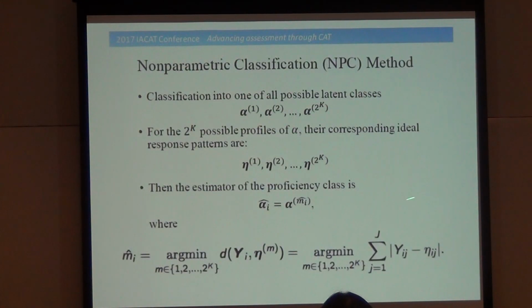So how do we estimate the attribute profile in a non-parametric manner? There are 2 to the power K latent classes, and we would like to classify the examinee into one of all the possible classes. For these 2 to the power K possible profiles of alpha, their corresponding ideal response patterns can be constructed in this way. Then the estimator of the proficiency class will be obtained by minimizing the distance between the observed response and the ideal response. We would like to choose one of the ideal responses to minimize the distance function. And because these two vectors are binary, the distance function can be chosen as the Hamming distance function.